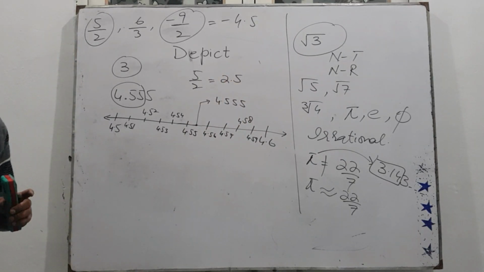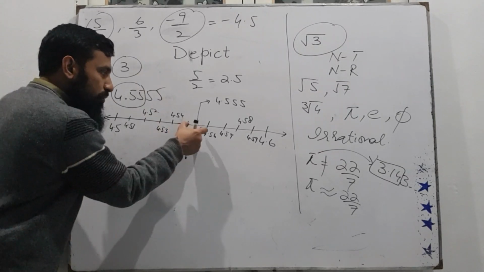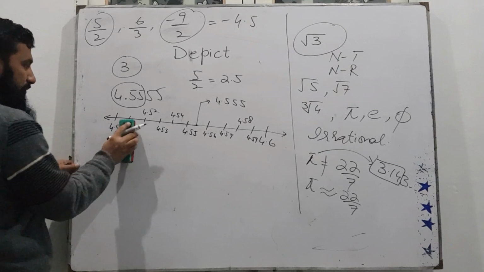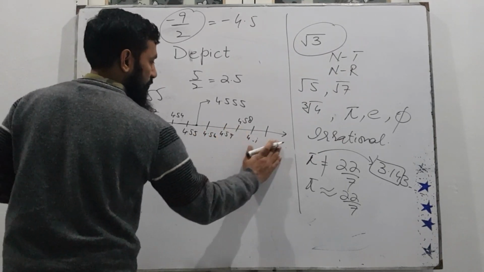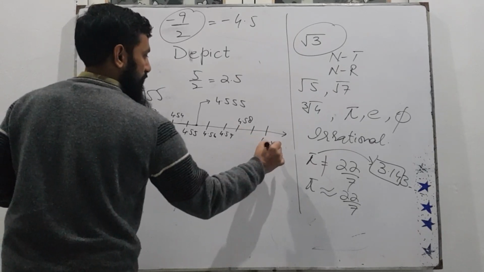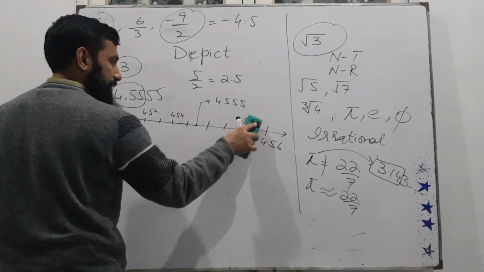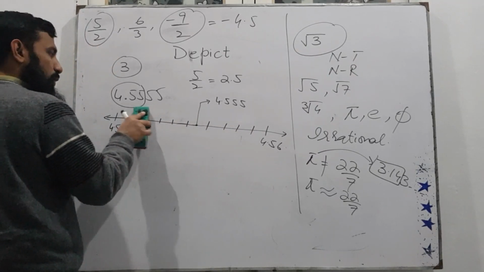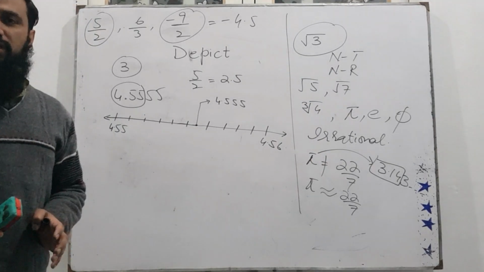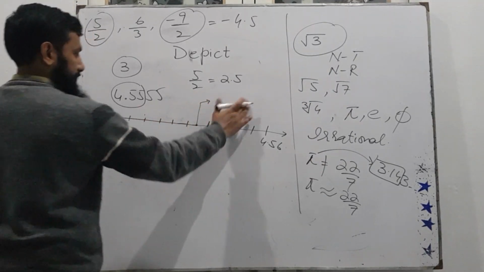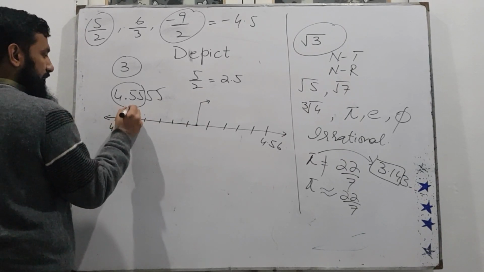If we want to take 4.5555, it means up to this, so I have to zoom in on this one. So instead of writing this, I'll write 4.55 here and I'll write 4.56 here. I'll write these two and then zoom in. It means it will get bigger, it will give us a broader picture of the number line.